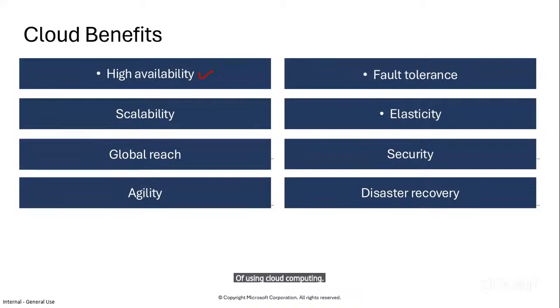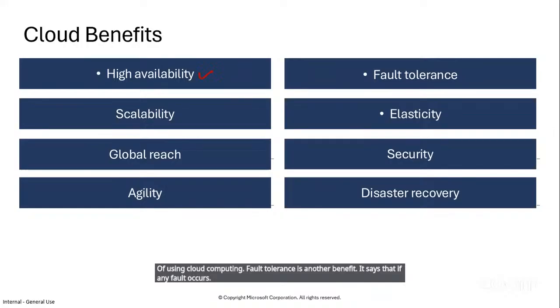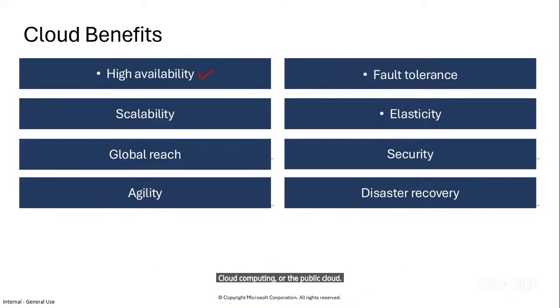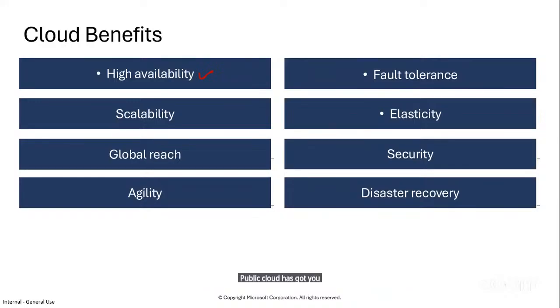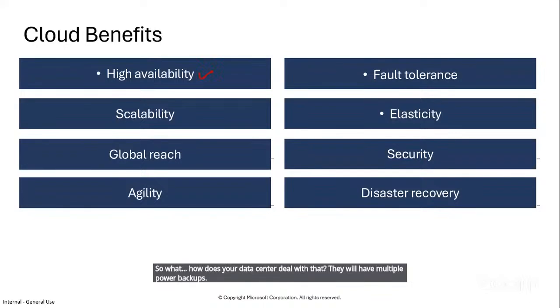Fault tolerance is another benefit. It says that if any fault occurs, cloud computing or the public cloud, right? So when we say cloud computing, we're talking about public cloud in general. Public cloud has got you covered for any fault that may occur. Faults, you can assume it to be, let's say, an electrical fault or an internet fault, right? So what is an electrical fault? That the power is not there. So how does the data center deal with that? They will have multiple power backups, right?